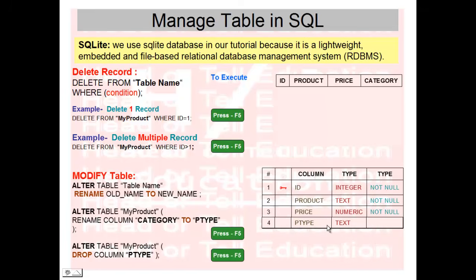Okay, now sometimes we may need to delete a column. For that we use the command alter table, then the table name, and here we use the drop keyword: drop column p type. Press F5, and the column is deleted from the table like this.